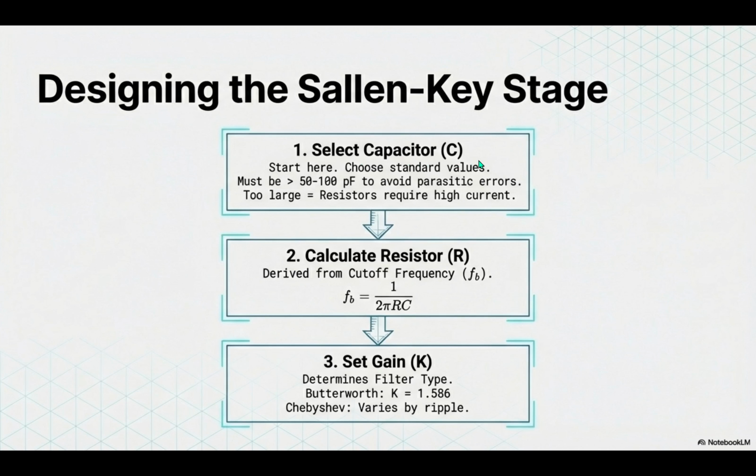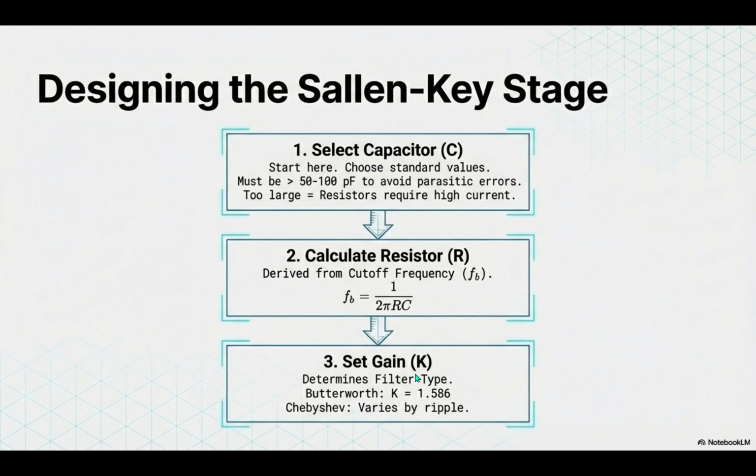So you pick a standard capacitor, usually something over 100 picofarads, to avoid what are called parasitic ghosts. Parasitic ghosts. Tiny stray capacitances just on the circuit board itself. If your main capacitor is too small, the board starts to interfere with the math. So go big enough to drown it out. Right. Then step 2, you calculate the resistor. And step 3 is setting that gain dollars.